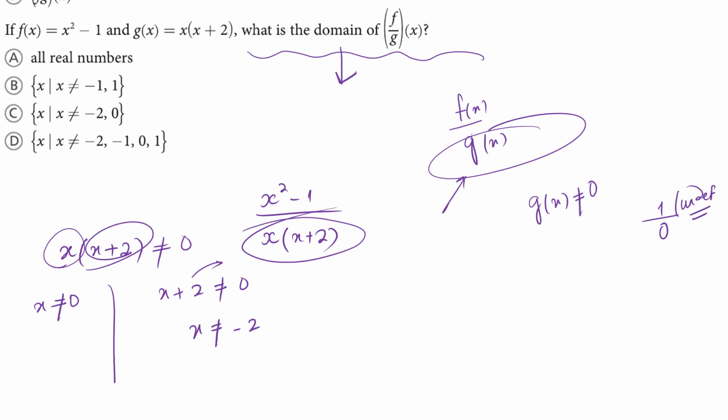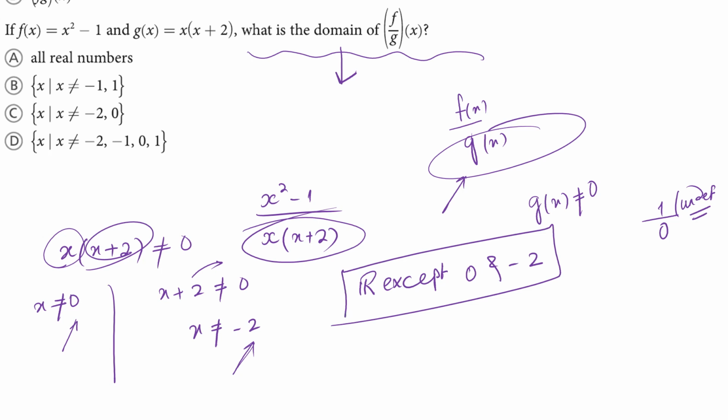So the function gets undefined when x will be 0 or x will be negative 2. So I can say all real numbers except 0 and negative 2. Now my statement is here. Let's check where is my statement over here. So C, because x should not be equal to negative 2 and 0. This is my answer.